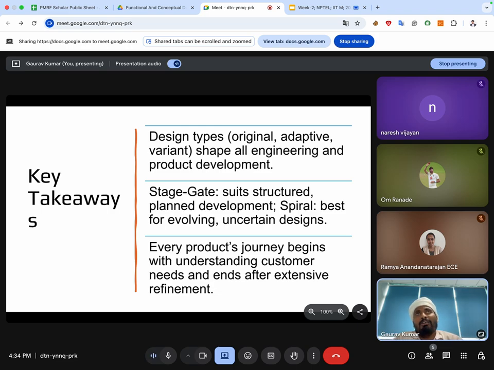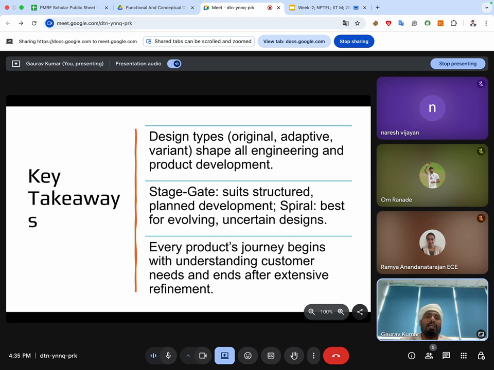Next one is variant design, which is the simplest. It's about changing size, color, and specific performance parameters without changing the core configurations. Say a water bottle comes in half liter, 1 liter, and 2 liter. Same structures, just a variant. So this is cost efficient and fast.